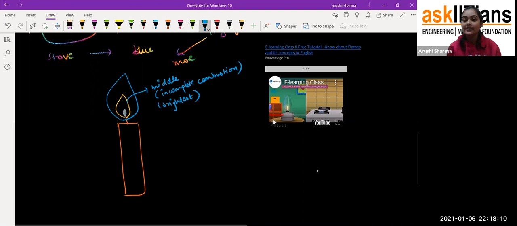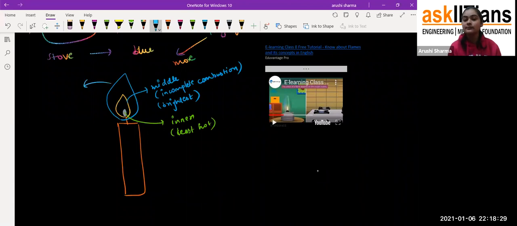Okay, and see, this inner one, there is no combustion going on there, due to which it is the least hot part of the flame. Okay, and that is why it is black in color.